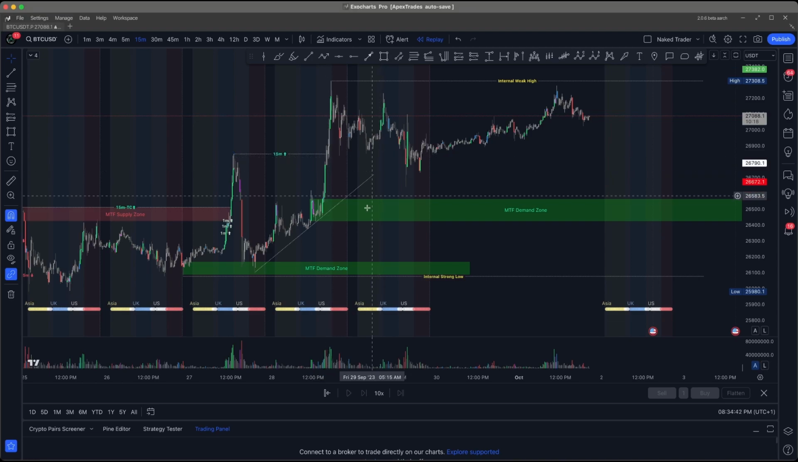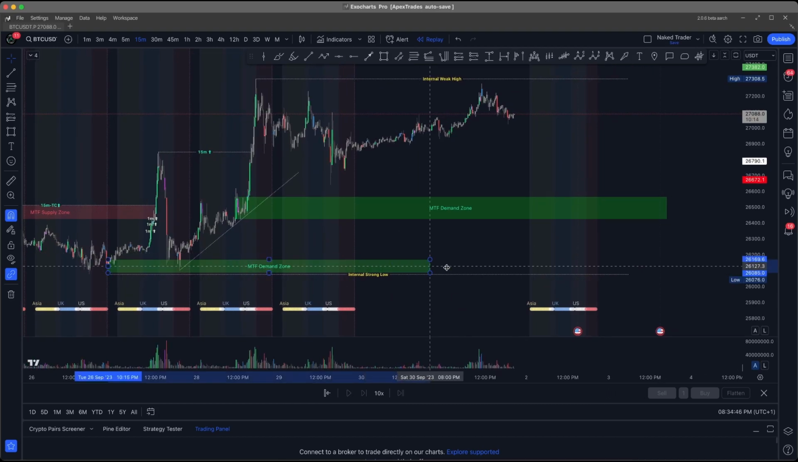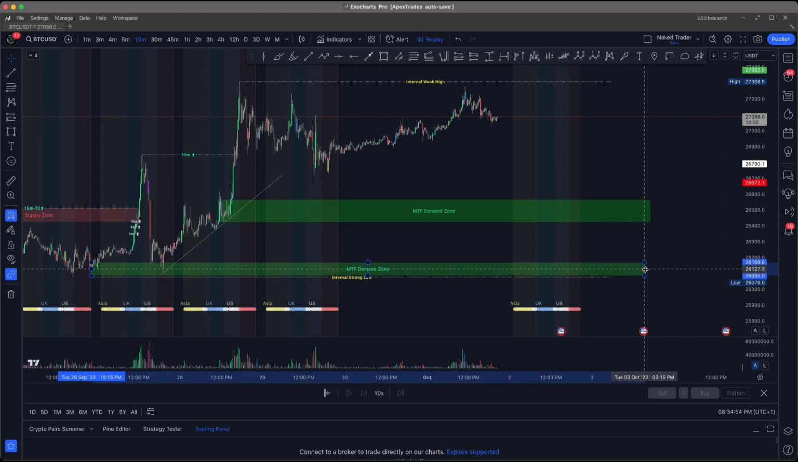And so we come into the weekend. We come into trading tomorrow, right? So what does our markup tell us? Obviously we've got a demand zone here. For me, the better demand zone is down here.